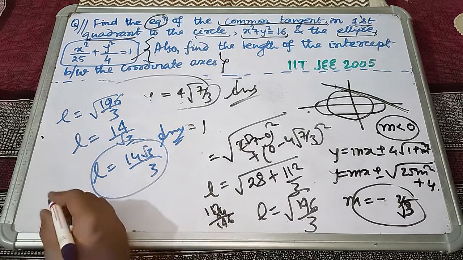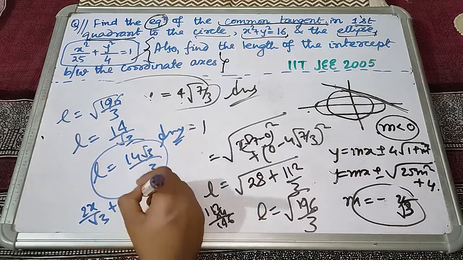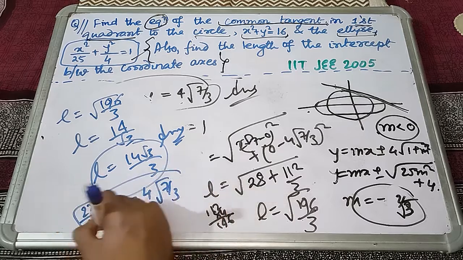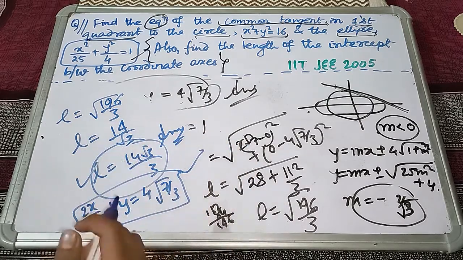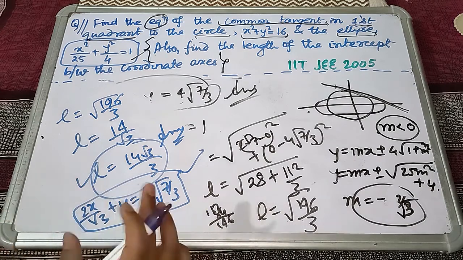So we got the equation of the tangent, which was written over here: 2x by root 3 plus y equals 4 under root 7 by 3. This is your equation of tangent, and this is the length. These are your answers. And this is how you have solved one of the best questions regarding this topic.